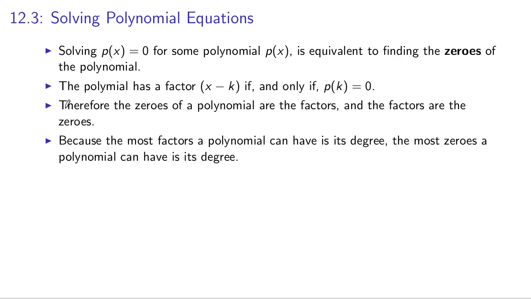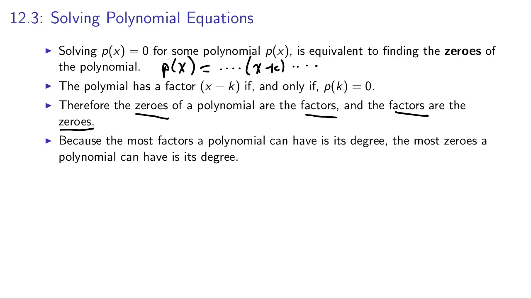The polynomial has a factor inside of it. So if we think of the polynomial, it has a factor inside of it of a bunch of stuff times x minus k and a bunch of other stuff all multiplied together if and only if the polynomial's output when we put in k is 0. So if we find zeros, then we find factors. And if we know factors, then we know zeros of the polynomial.